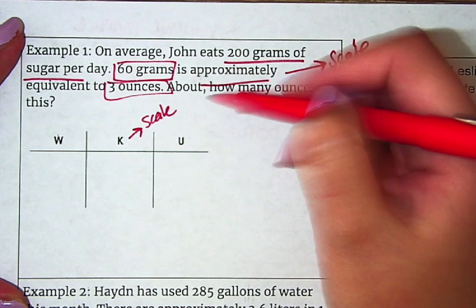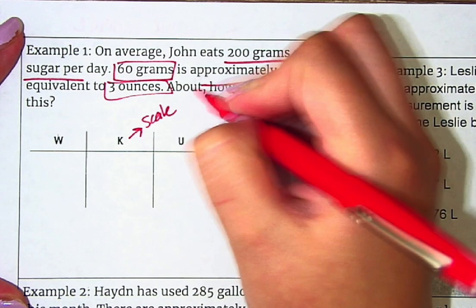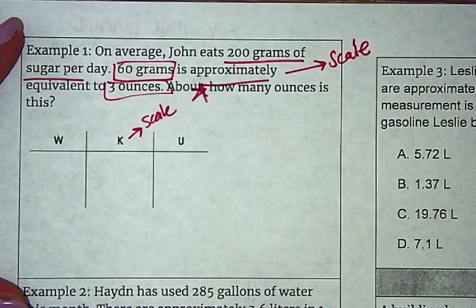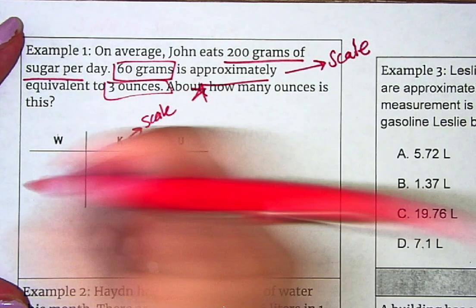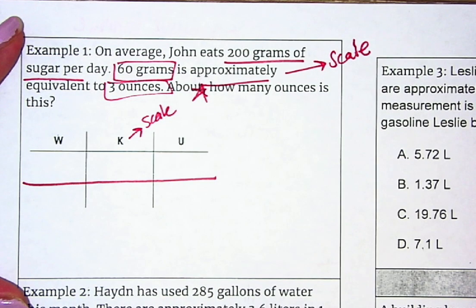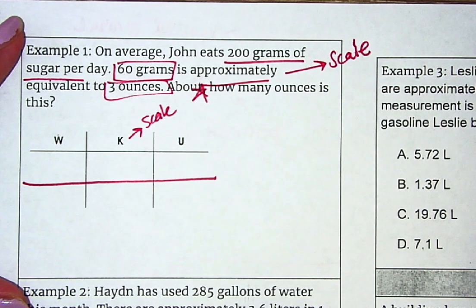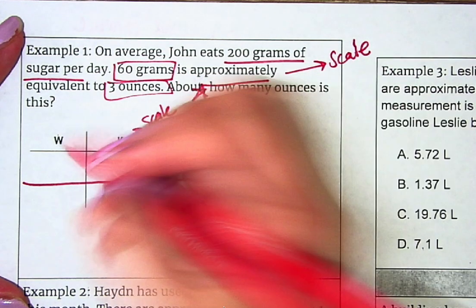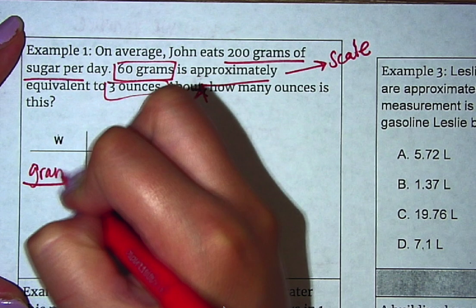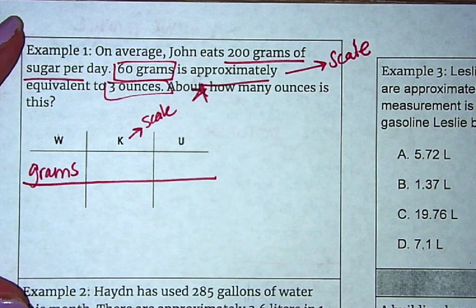Okay, it says about how many ounces is this? I'm going to put a star next to that question. And we are going to go ahead and set up our WKU. Now I'm looking at my scale. What two measurements are they comparing? They're comparing grams to ounces. So on top I'm going to put grams, and on the bottom I'm going to put ounces.